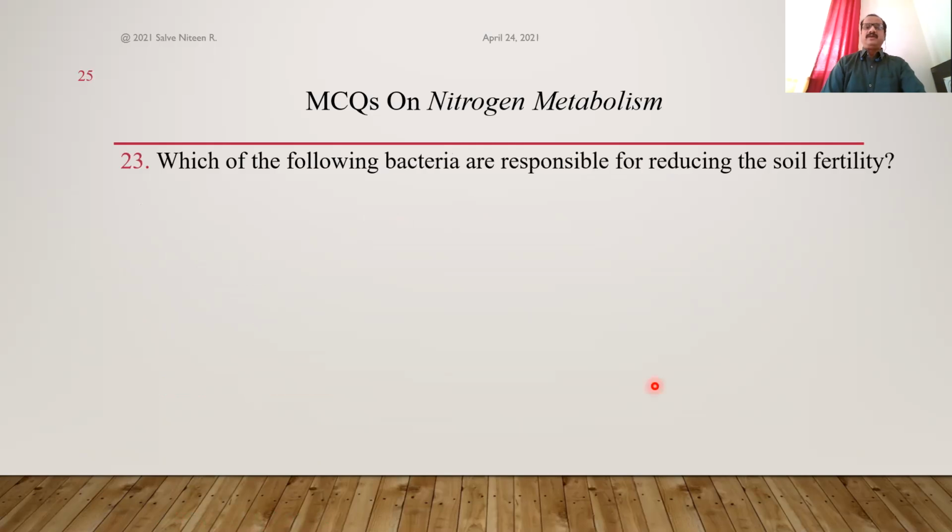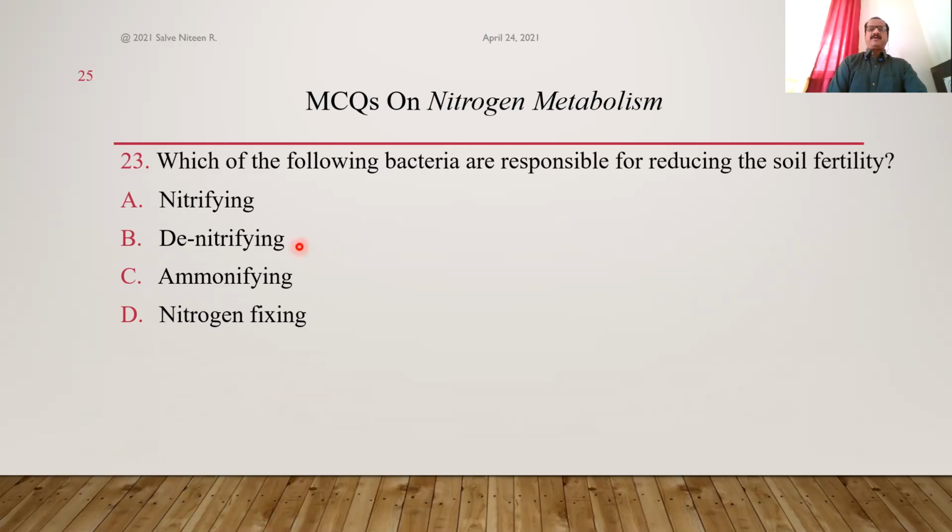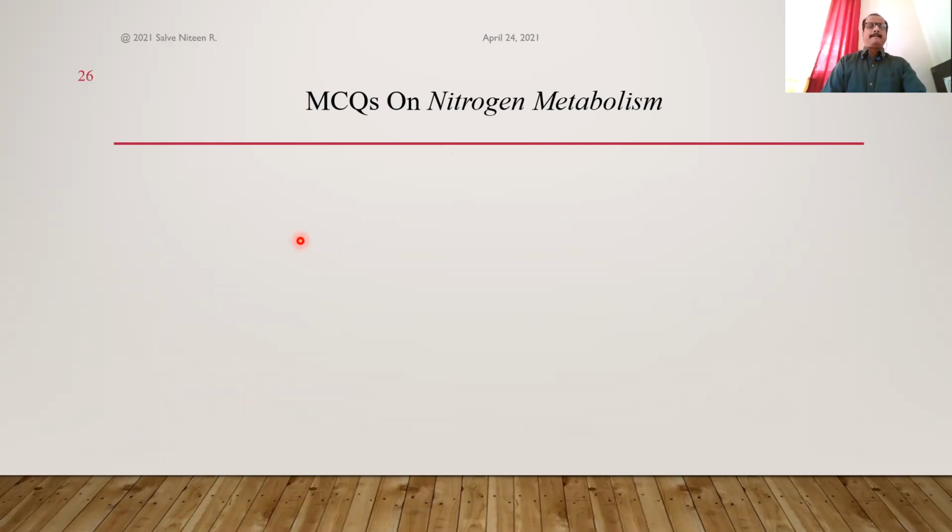Which of the following bacteria are responsible for reducing the soil fertility? So denitrifying bacteria reduce soil fertility. Other bacteria increase soil fertility. Nitrifying bacteria or aminofying bacteria or nitrogen fixing bacteria, they increase soil fertility, but denitrifying bacteria reduce the fertility of soil. So here answer is option B.